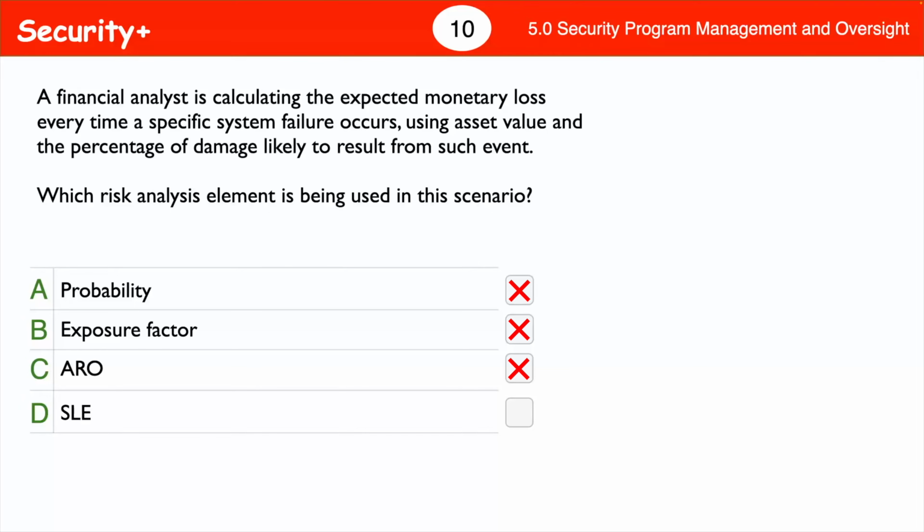So this is a bit of a tricky question that I threw in there, but it's important to understand the differences between these different risk analysis methods for the Security Plus exam. Which leaves us with D, SLE, which stands for single loss expectancy. SLE quantifies the financial loss expected from a single event by multiplying the asset value by answer B, exposure factor. So a bit of a tricky one. Exposure factor is part of the answer in here, but it's not the whole package. So it's important to understand that.